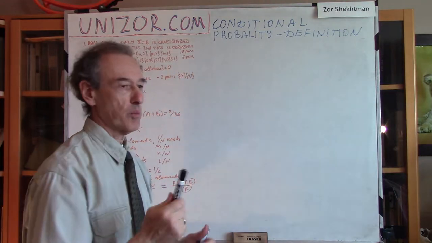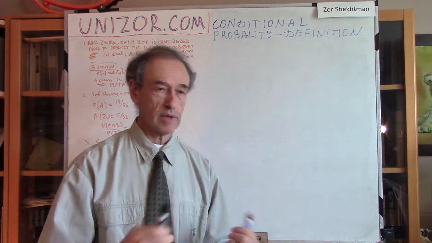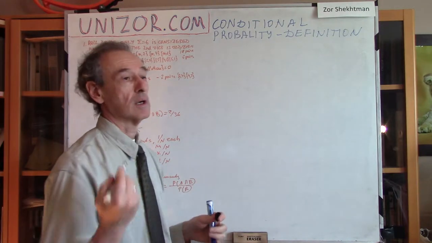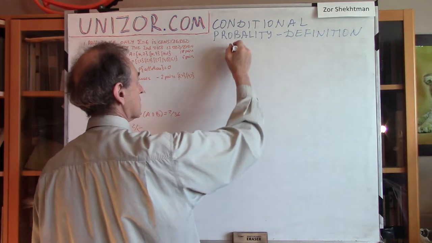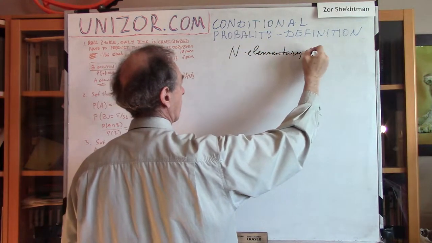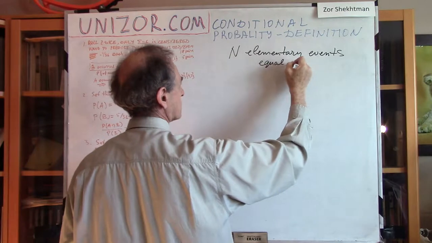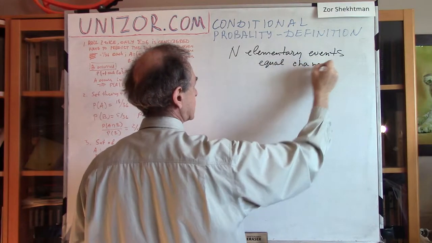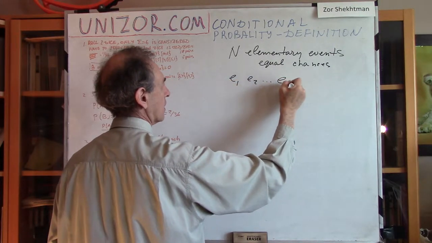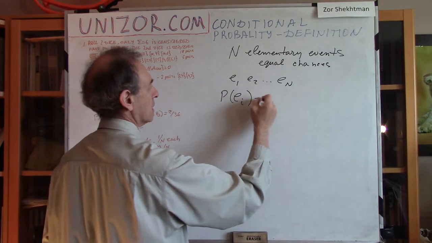The simple case is when I have certain elementary events which have equal chances to occur, and my sample space contains n elementary events which have equal chances. So the events are E1, E2, etc., EN, and the probability of every event, event i, is equal to 1/n.